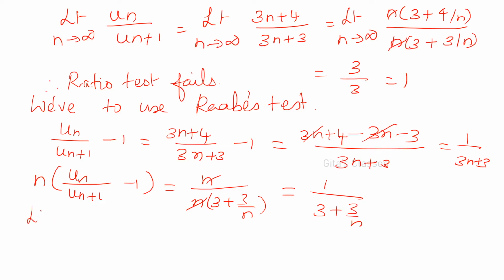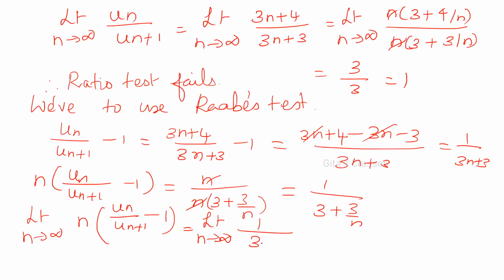So you will be getting 1 by 3 plus 3 by n. Now limit n tends to infinity, n into (u_n by u_n plus 1 minus 1) is equal to limit n tends to infinity 1 by 3 plus 3 by n. So 3 by n will become 0 as n tends to infinity. What will you get? 1 by 3. What is 1 by 3? This is a value which is less than 1.